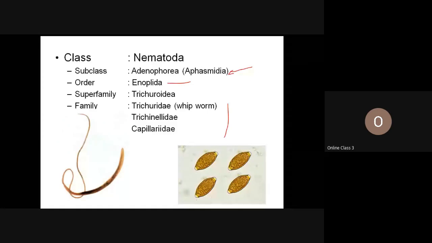Trichuridae and Capillaridae are very simple, just like Strongyloides. The egg will be laid in the environment to develop into L1, L2, L3, and then ingested. Simple as that. But Trichinellidae have a unique life cycle that I'm going to explain to you just now.